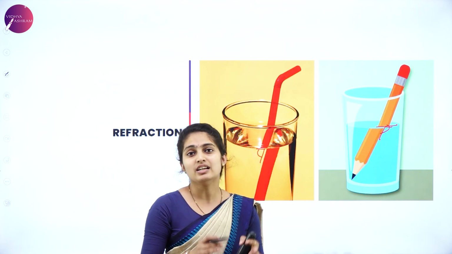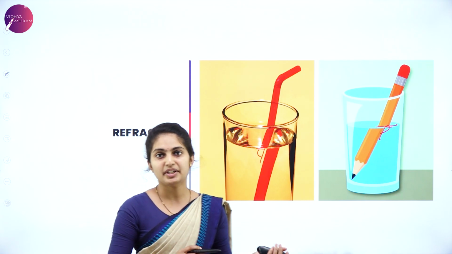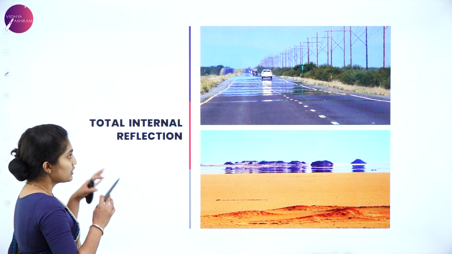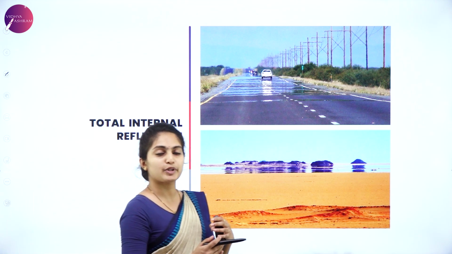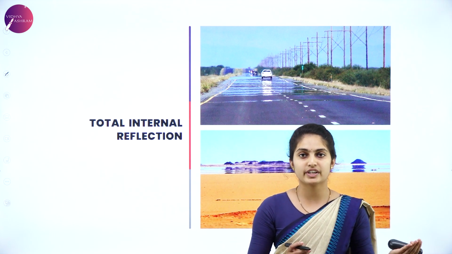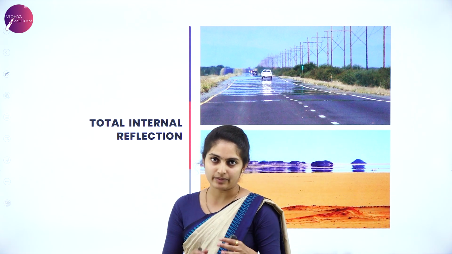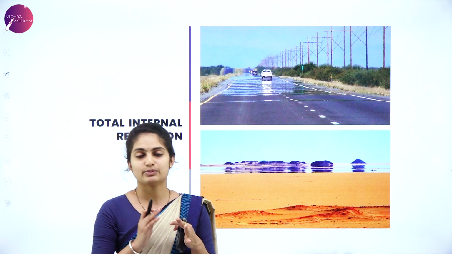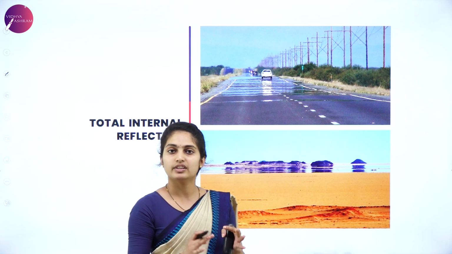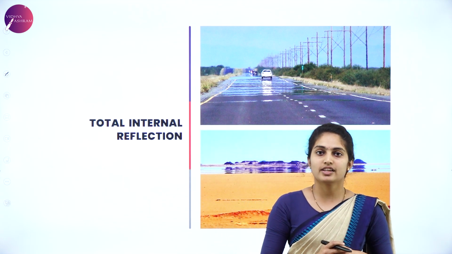But when does it bend? When it travels from one medium to another, that may be from a denser medium to a rarer, or rarer to denser, either of the two. We have certain rules with respect to refraction. The first law of refraction is the same as that of reflection: the angle of incidence, the normal, as well as the refracted ray, all three lie on the same plane. And the second law turns out to be Snell's law.